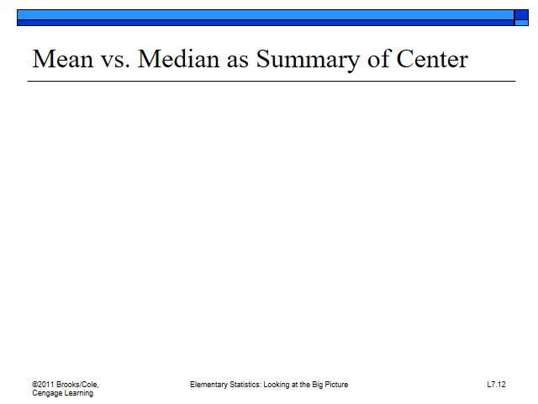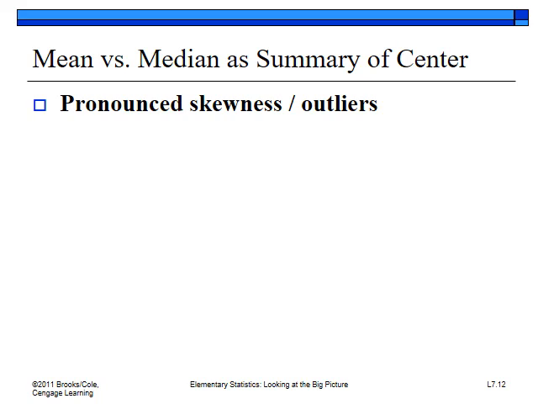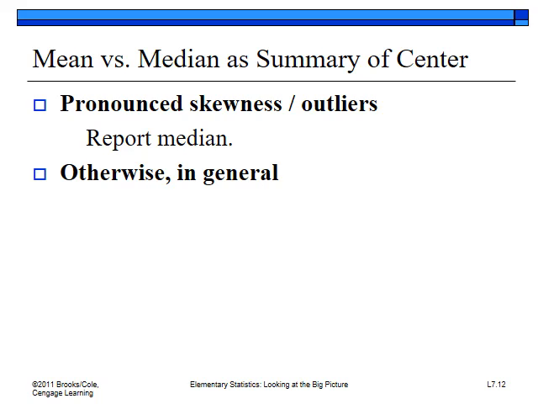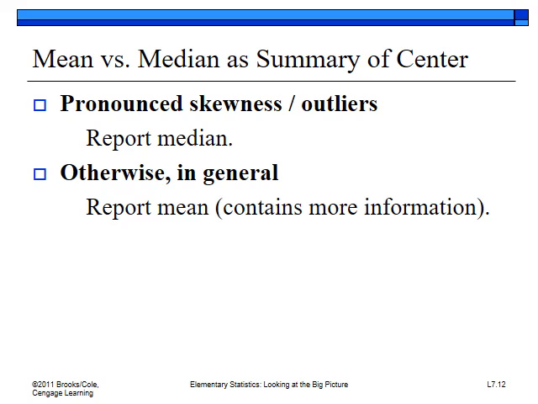So, if you're asked to summarize a single quantitative variable, which should you use to report the center, the mean, or the median? In general, if there is skewness, a pronounced skewness, to either the left or the right, a better way to summarize the center is the median. However, if there is no pronounced skewness, report the mean.